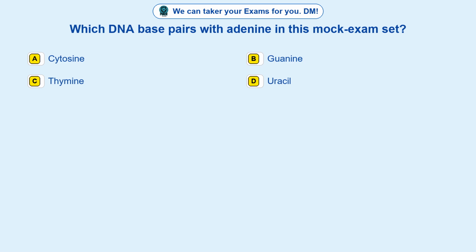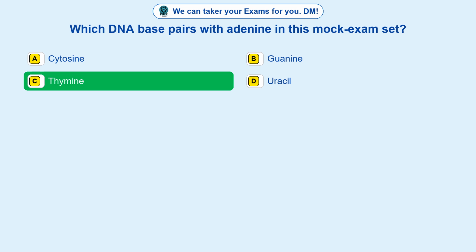Question 7. Which DNA base pairs with adenine in this mock exam set? Option A, cytosine. Option B, guanine. Option C, thymine. Option D, uracil. The correct answer is option C.